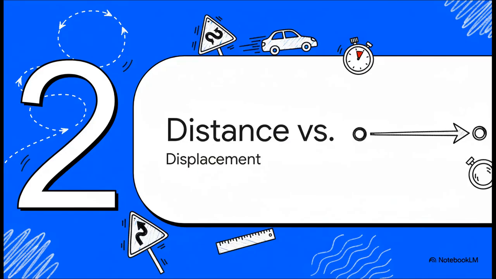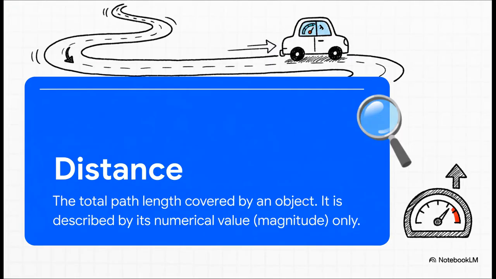All right, next level. Let's play a little game. We're going to tackle two words that sound similar but are totally different: distance and displacement. This is where a lot of students can get confused, but you won't. Ready? So first up, distance. Imagine the meter in your dad's car or scooter. The odometer just keeps adding up all the kilometers you travel, right? It doesn't care if you went left, right, or in circles. That's exactly what distance is. It's the total path you've covered.